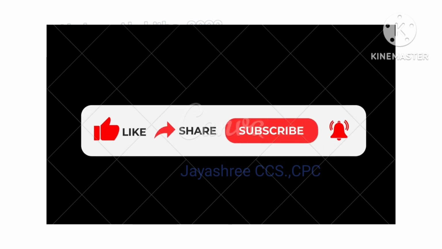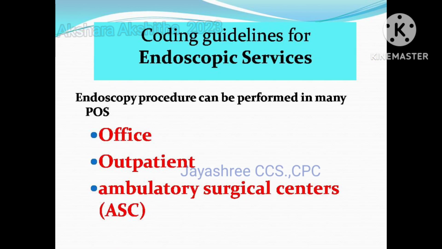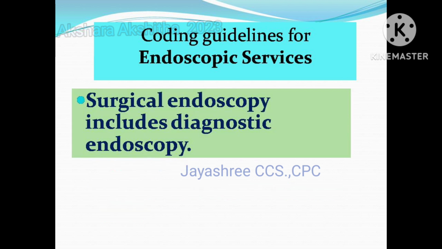Okay guys, let's start from the digestive system first, the 4000 series. So the code range is from 4000 series for these procedures. The place of service will be office visit, outpatient, ambulatory surgery, ASC, like that. In these places of service only, endoscopy related procedures they will do. So endoscopy procedures are minor procedures. These procedures all they will do in the outpatient settings only. Okay. So let's start from the first guidelines.